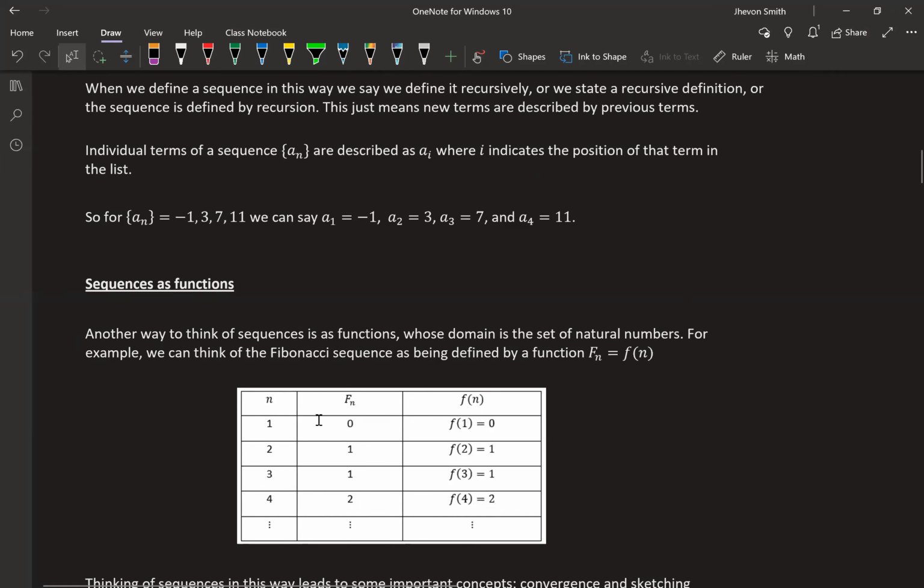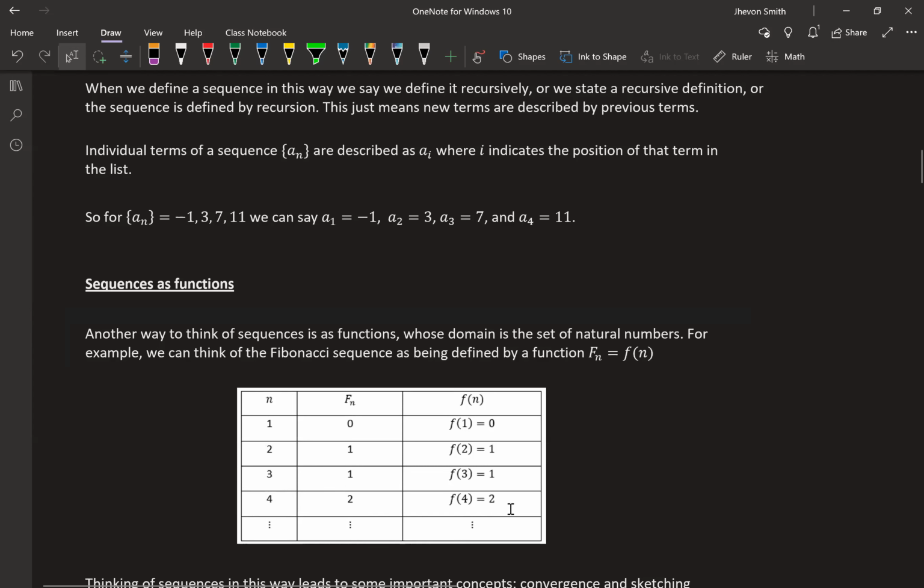So here I drew a table for the Fibonacci sequence, right? So that it's 0, then 1, then 1, then 2, then 3, then 5. So you can think of it as the input is 1, the output is 0. Then the input is 2, the output is 1. The input is 3, the output is 1. The input is 4, the output is 2, and so on.